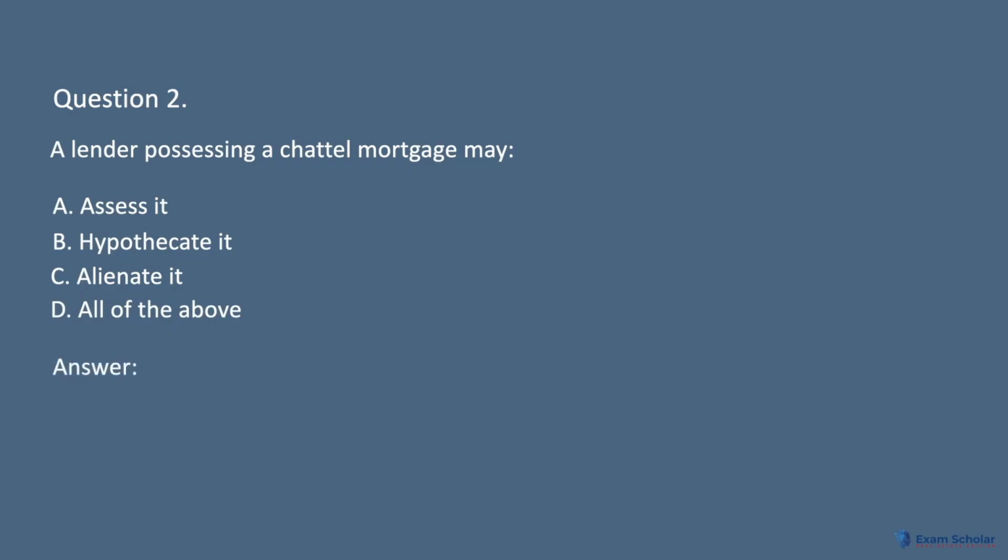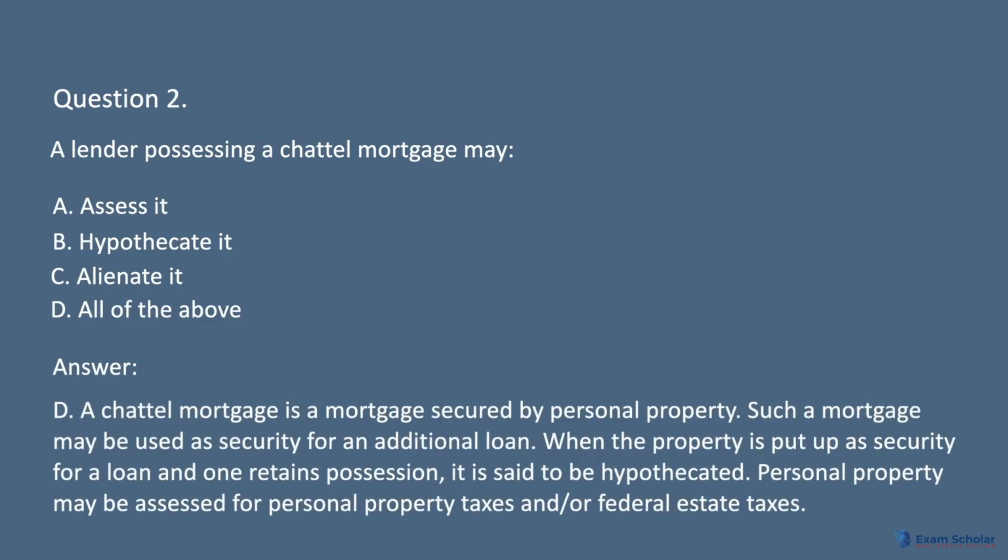Answer: D. A chattel mortgage is a mortgage secured by personal property. Such a mortgage may be used as security for an additional loan. When the property is put up as security for a loan and one retains possession, it is said to be hypothecated. Personal property may be assessed for personal property taxes and/or federal estate taxes.